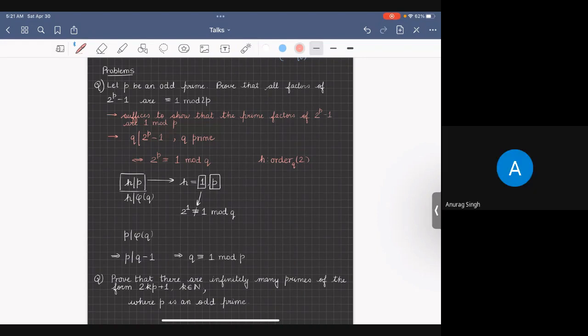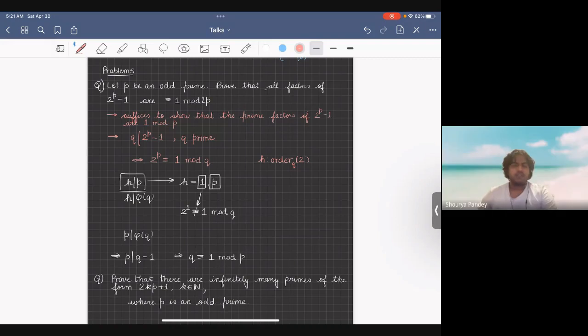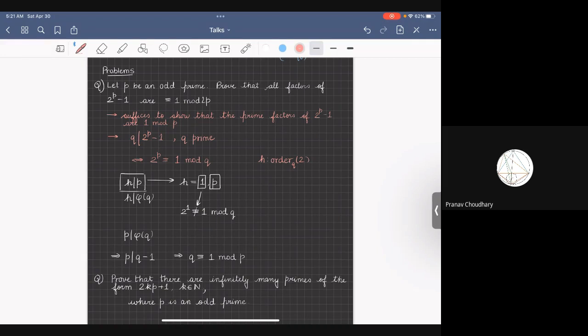Is it the same p as before? Yeah, it's just any odd prime p. It doesn't matter if it's the same or not. Okay, so all the prime factors of 2 to the power p minus 1 are of the form 2pk plus 1. Sure.